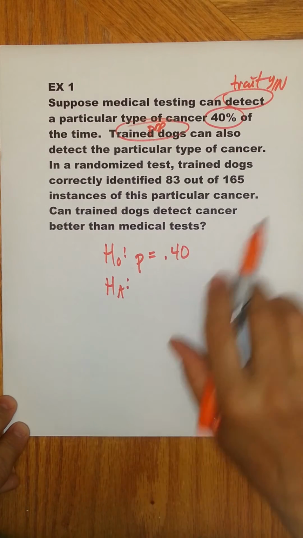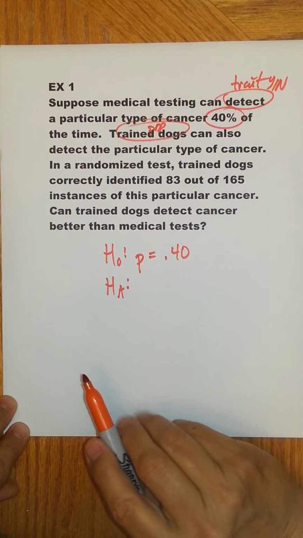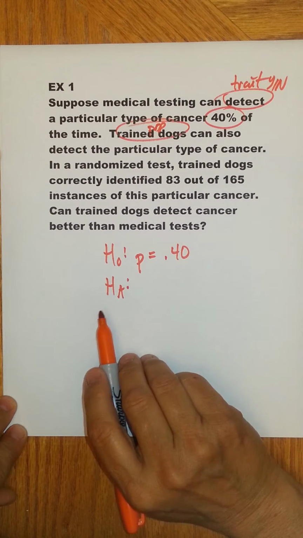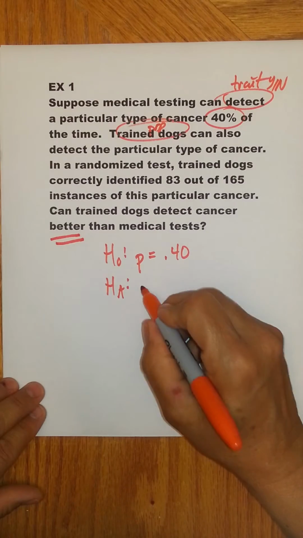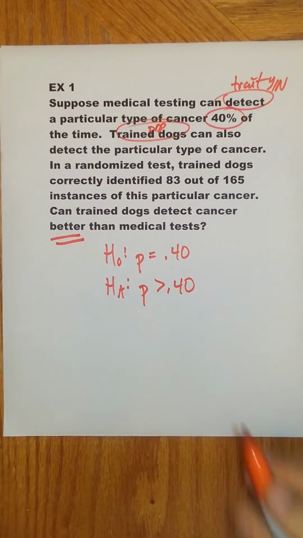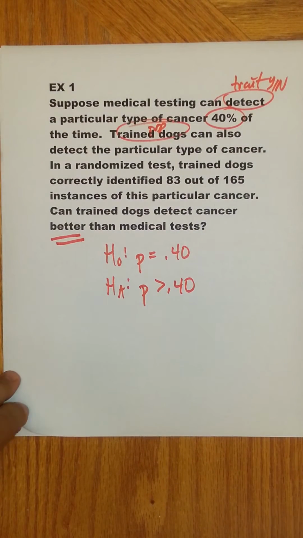And then, by looking at context, they want to know if dogs can detect cancer better than medical tests. So from the context, that tells me that the dogs would detect cancer more than 40% of the time. So that is my alternative hypothesis. Okay.